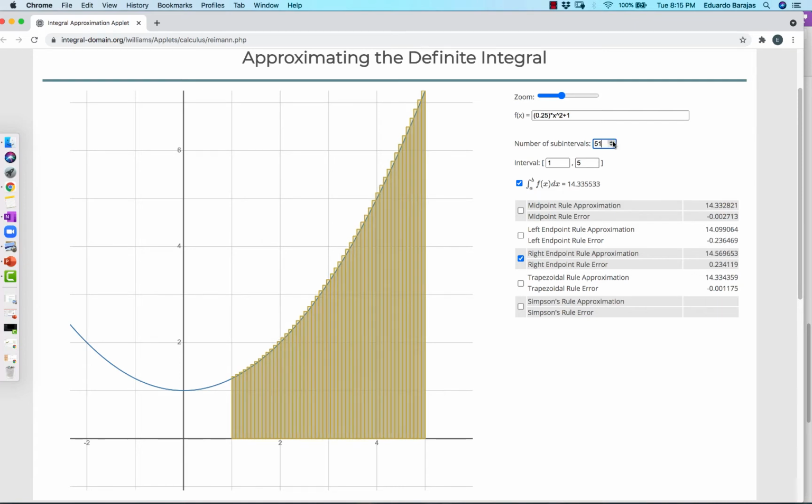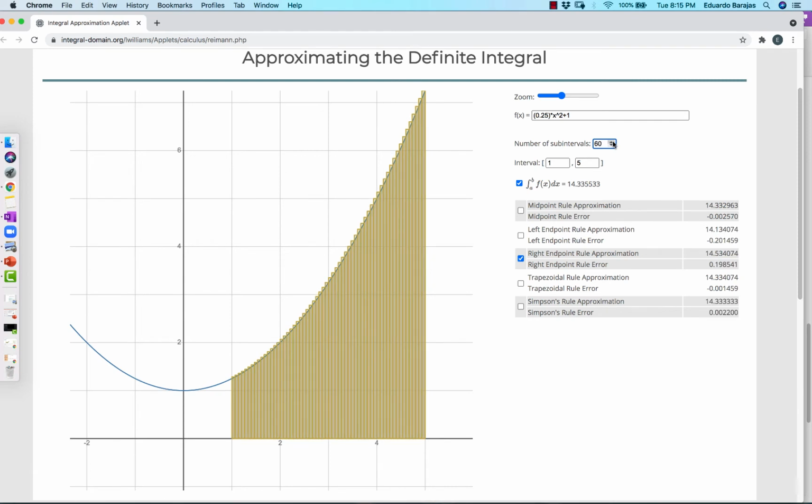Okay, so we'll keep going. Let's get it up there. And we see that it's just getting better and better. Stop at 100 again.